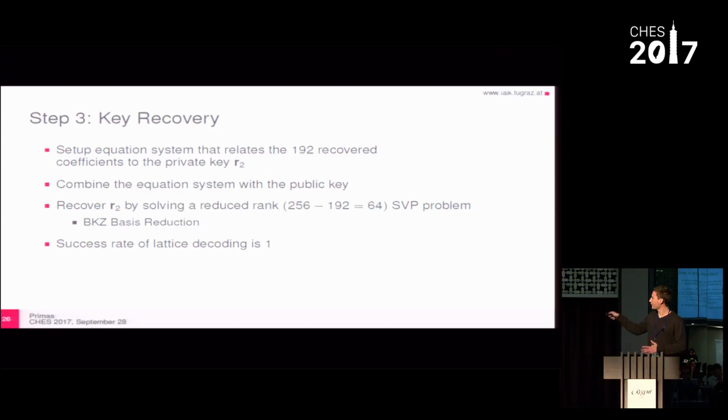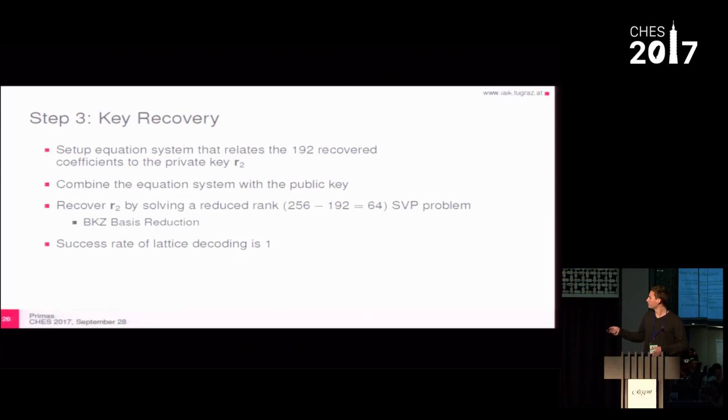The details of these steps are explained in the paper. We can then combine this equation system with the public key and set up basically a shortest vector problem that operates on a reduced rank lattice. Since the rank of the lattice is reduced by quite a bit, actually by the number of coefficients that we were able to recover in the belief propagation step, we can now solve this shortest vector problem by using some standard algorithm.